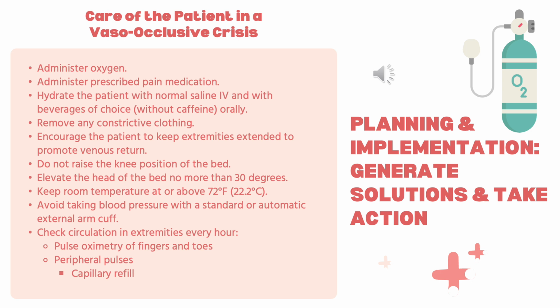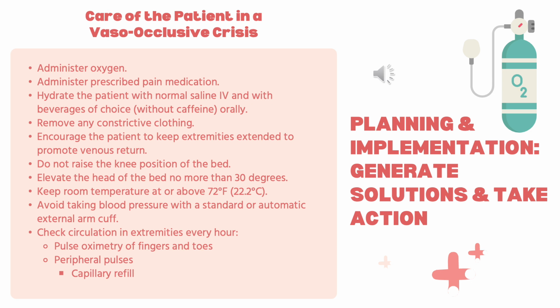Second, we can administer prescribed pain medications. Again, IV opioids are typically used to manage the severe pain that's associated with the crisis. Pain medication needs to be proactive and based on the patient's reported experience. Third, we need to hydrate the patient with IV. Typically, we're going to use normal saline. We can also use hypotonic solutions to restore fluid balance and encourage perfusion. We also want to provide oral hydration with caffeine-free beverages to support this hydration effort.